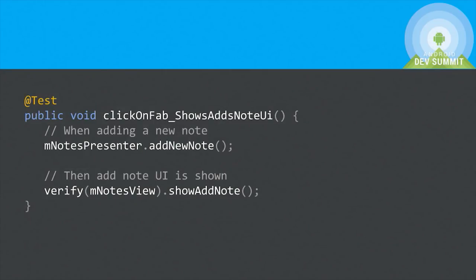This is how a normal unit test looks like. It's a JUnit4 test. It has the add test annotation, the name, and it's as simple as it gets. The add new node method is called on the real presenter, and then we're verifying that the mocked view, in this case, was called via that method, the show add node method. Verify is a Mockito API, by the way.